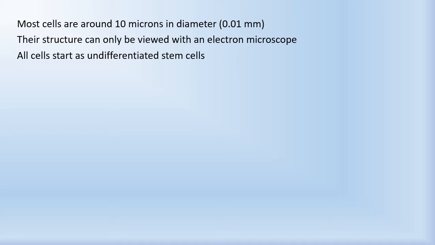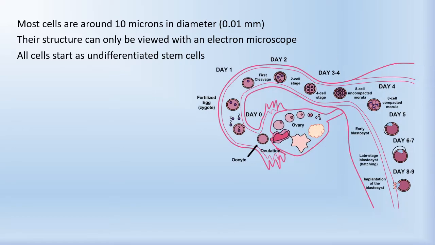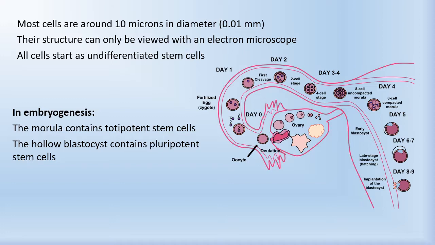And they all start as undifferentiated stem cells. Look at the diagram and identify the morula and the blastocyst. When fertilized, a collection of totipotent stem cells, these are stem cells that can become any type of cell, forms a morula, and this has about 16 cells. Before implantation in the placenta, at around 7 days post-fertilization, the morula hollows out into a blastocyst containing pluripotent stem cells. These pluripotent stem cells can become anything but placental cells.